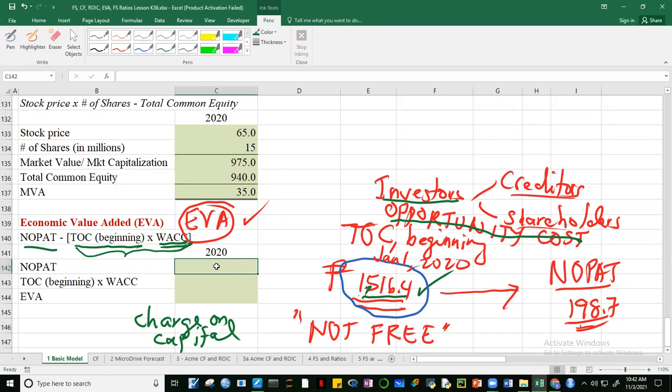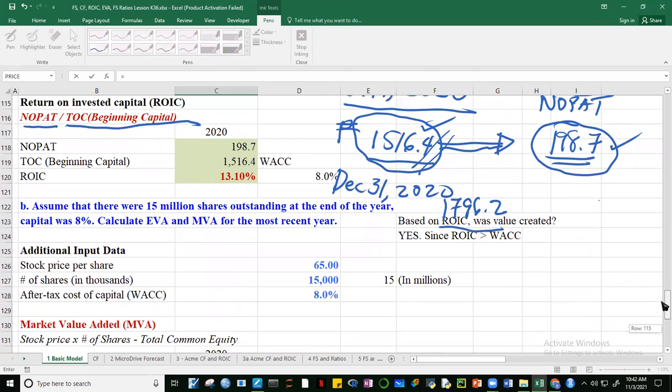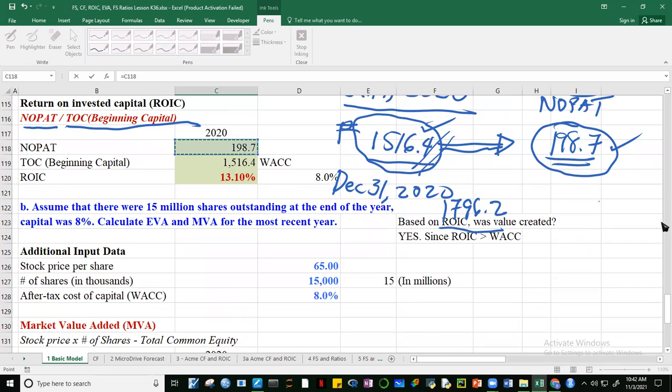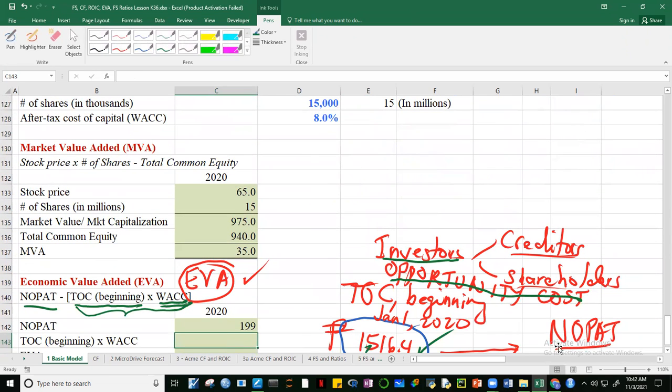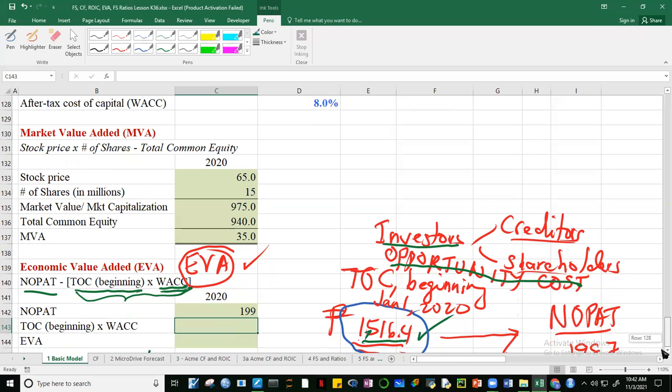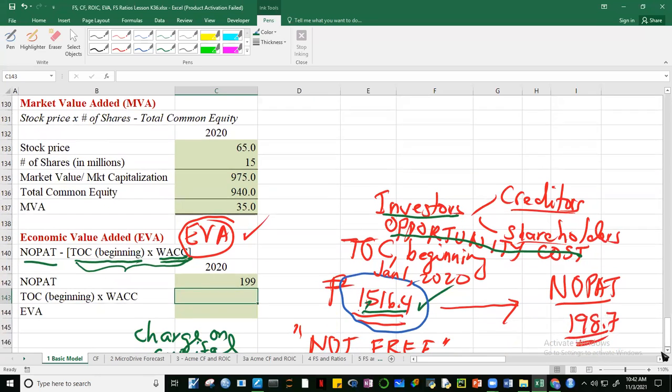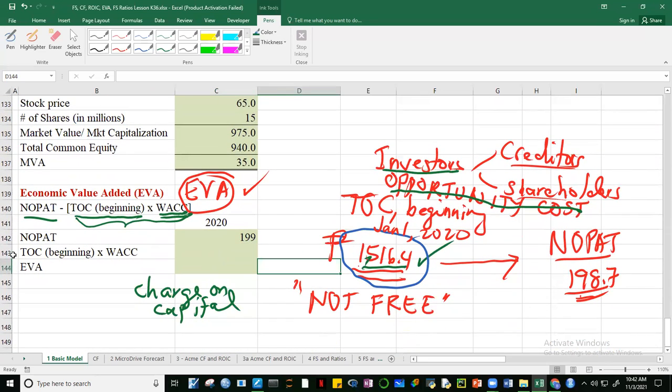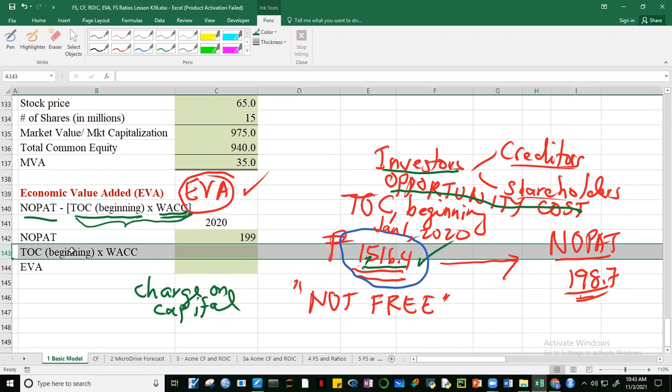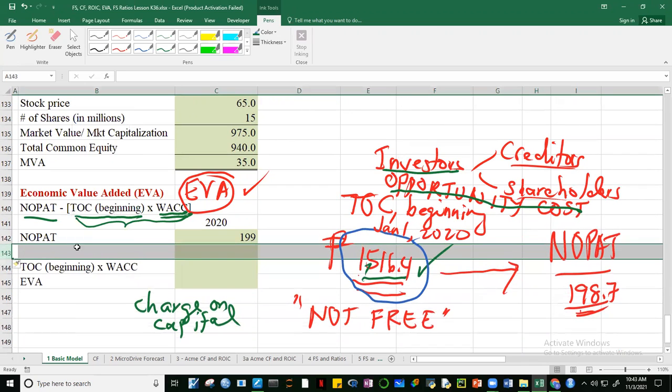So this is equal to NOPAT. I'm just going to copy it from here. Where's our NOPAT here? Here. NOPAT. Okay. And okay, why don't we insert something here?